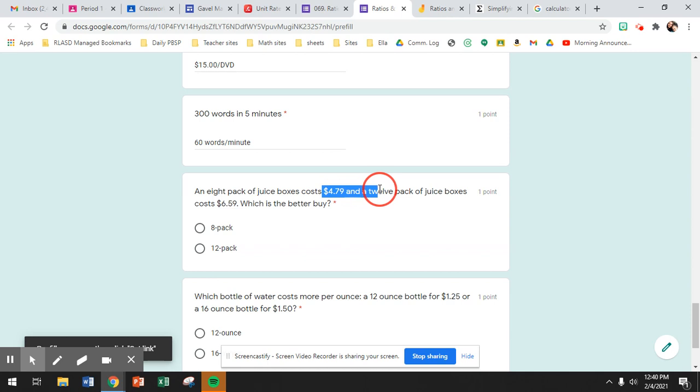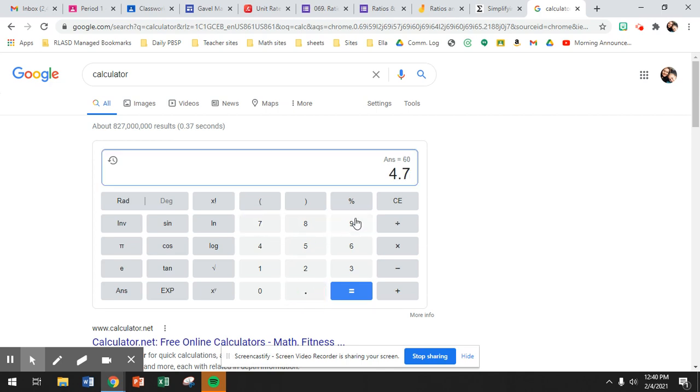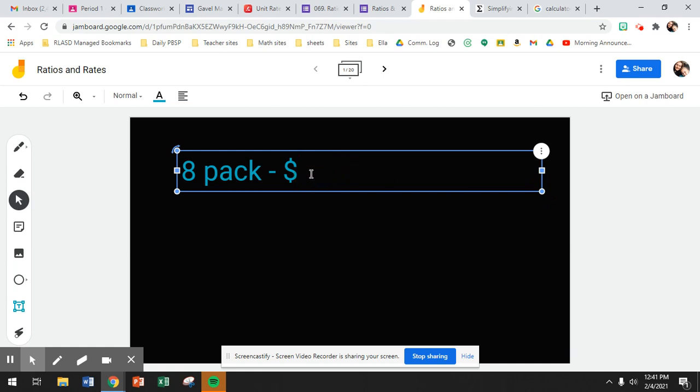So if it's $4.79 for an 8-pack, you need to find out how much that costs. $4.79 divided by 8. This means one juice box costs, because this will be your money, it will look like 59 cents, but 5 and above, give it a shove. So this means that I would write this down. For the 8-pack, it is going to be 60 cents per juice pouch. Put per juice.